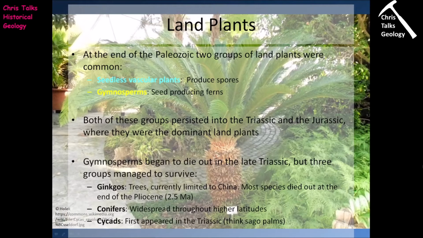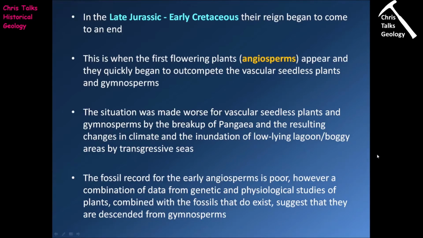So the question then becomes, well, what's actually causing the problem? Well, the problem is that in the late Jurassic to early Cretaceous, something makes an appearance, and that something are the first flowering plants, the Angiosperms. Now, the Angiosperms very quickly begin to outcompete both the seedless vascular plants and the gymnosperms.